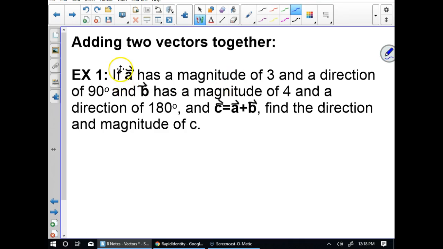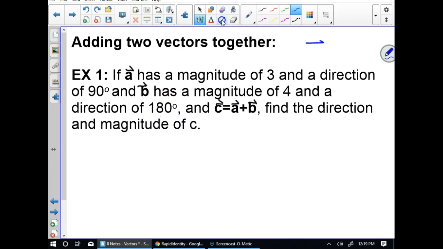So a vector symbol looks like an arrow that has been cut in half. I can't type it on my smartboard program, so I have to draw in these little vector symbols. But if you see a lowercase letter, typically it's going to be bold, but maybe not always, and it has this little half arrow over it. That means vector A. So if vector A has a magnitude of 3 and a direction of 90 degrees, and vector B has a magnitude of 4 and a direction of 180 degrees, and C equals A plus B, find the direction and magnitude of C.